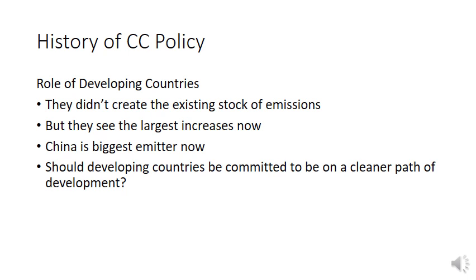So many of these developing countries didn't create the existing stock of emissions. And remember, we're concerned with greenhouse gas stock because greenhouse gases are not assimilated into the environment that easily. So many of these countries didn't create the existing stock of emissions, but are countries where we see the largest flow, the biggest increases now. This is in part because these developed countries who did create the existing stock have leveled off their emission increases. It's with an eye towards this flow, not stock, that China is the biggest emitter of greenhouse gases right now.